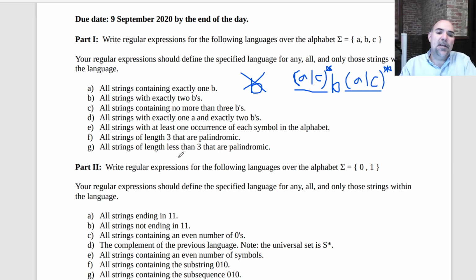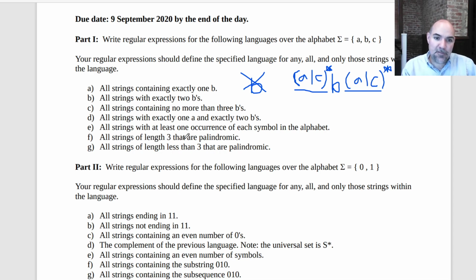Now, one thing that comes up here, all strings of length 3 that are palindromic. Palindromic just basically means it reads the same forwards as it does backwards. So in other words, if you have a string like AAA, that's palindromic because when you flip it around, it reads AAA when we flip it backwards. All strings of length less than 3 that are palindromic is the next one. So that would be a length 0 or 1 or 2.